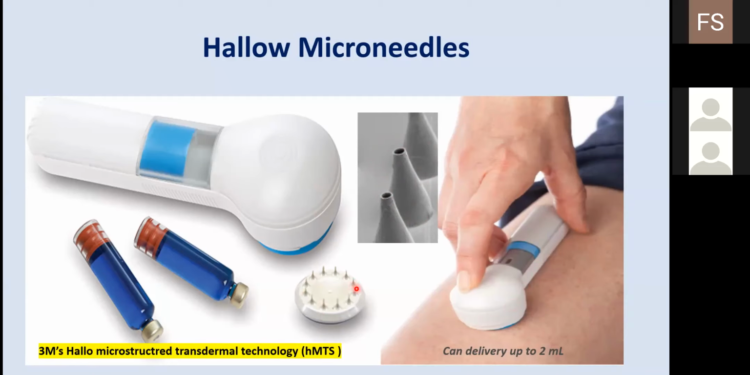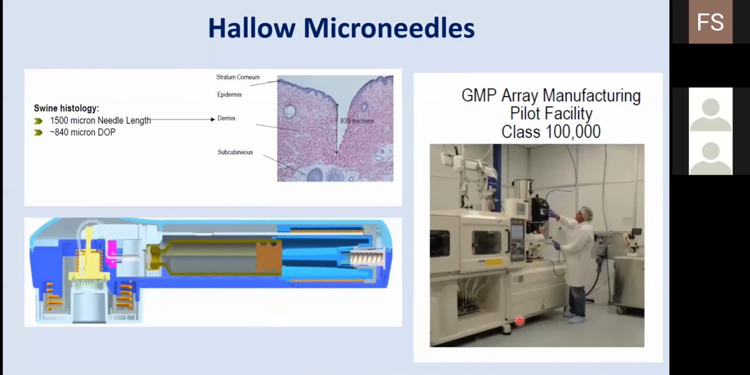These needles would penetrate into the skin, and you activate the actuator to deliver the liquid, and they claim that up to 2 milliliters of the drug solution can be delivered into the skin. And I think these microneedles are pretty long, about 1.5 millimeter, and then you see the transverse section of the skin after application of the hollow microneedle. So you can deliver quite a large volume into the dermis using this device.